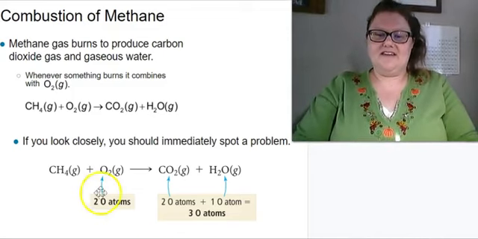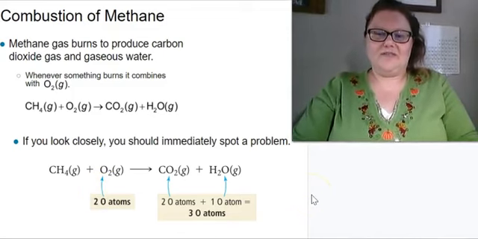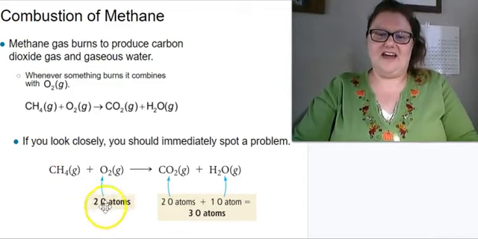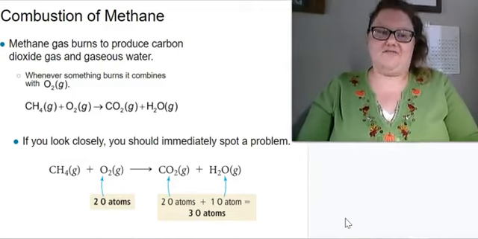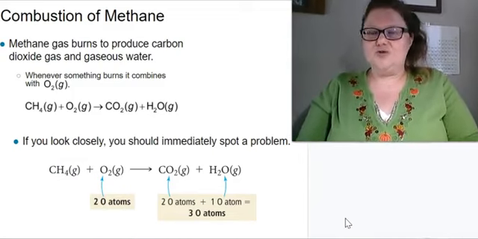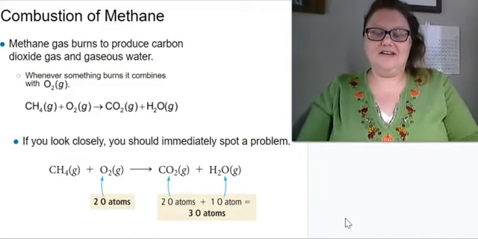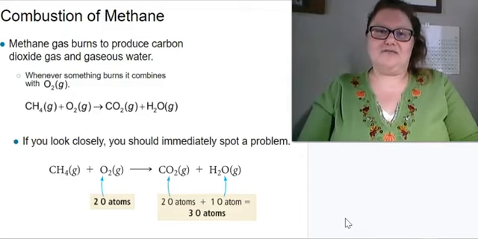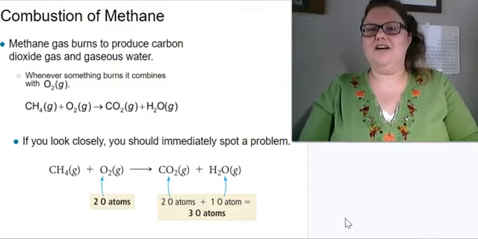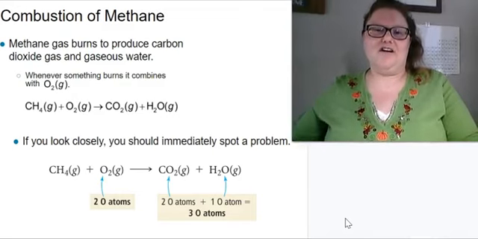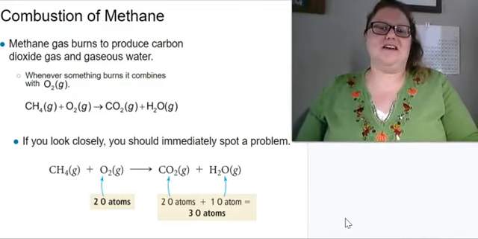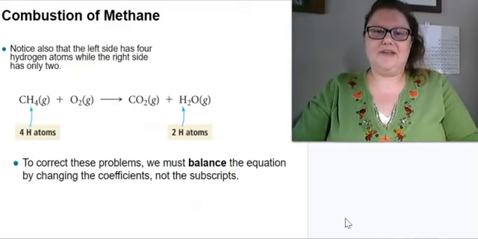Okay, this cannot occur. What this is saying here is that we had two oxygen atoms and made a third one as a result of this reaction. You cannot create matter. That's the law of conservation of matter, also known as the law of conservation of mass. And so we need to adjust our chemical reaction so that it abides by this law.